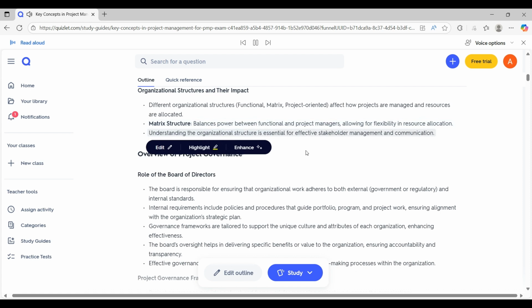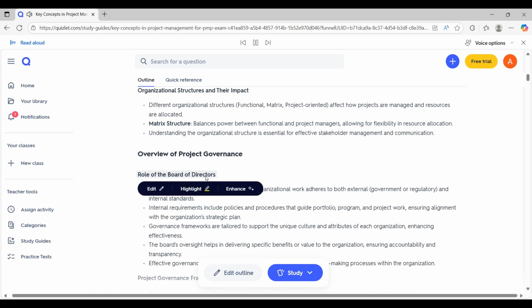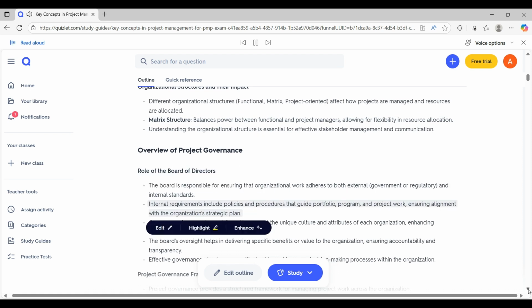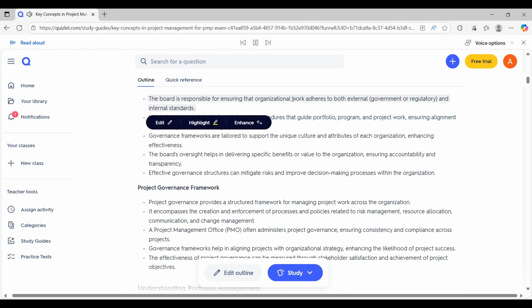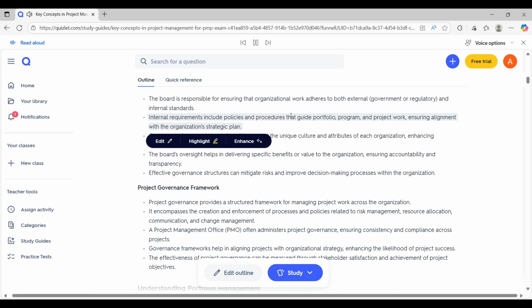Overview of project governance. Role of the board of directors. The board is responsible for ensuring that organizational work adheres to both external, government or regulatory, and internal standards. Internal requirements include policies and procedures that guide portfolio, program, and project work, ensuring alignment with the organization's strategic plan.